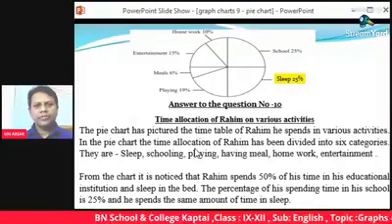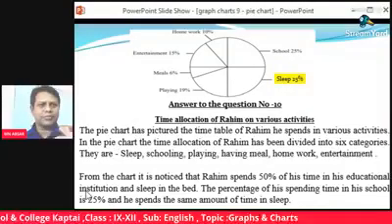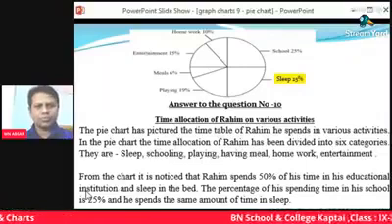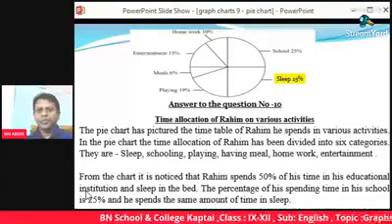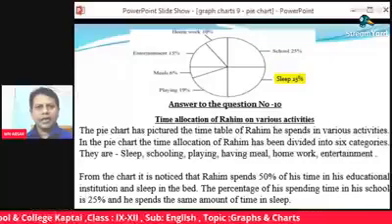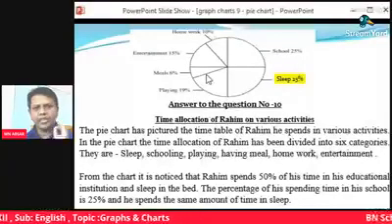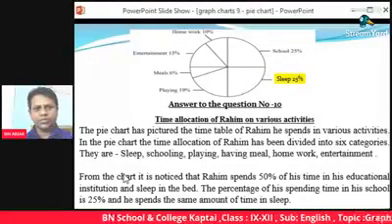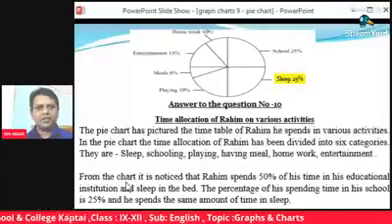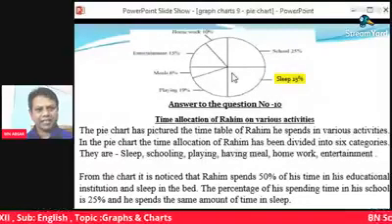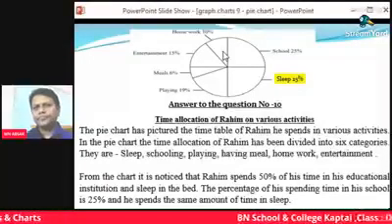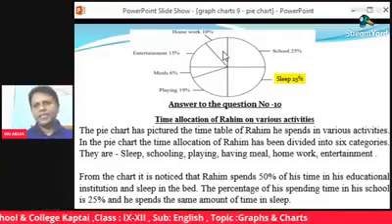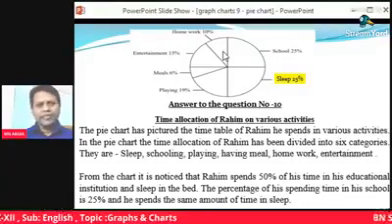Now another part, that is the description part. What will we write in the description part? Look at the chart. From the chart, every time you will refer to the chart. That's why I've written here, from the chart, it is noticed that, or it is seen that, or it is observed that, or it is clear that. We can write in such a way.